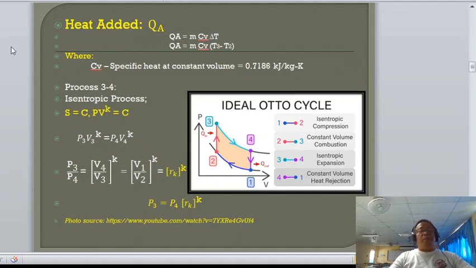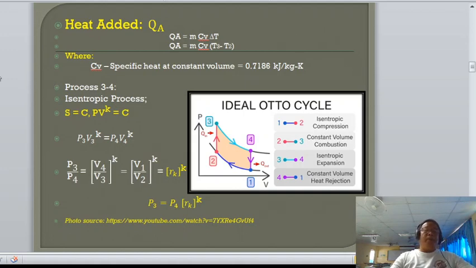Next is process 3 to 4. So this is again an isentropic process, only that the gas now will expand, or the product of combustion will now expand from the higher pressure at pressure 3 to pressure 4. Again, this process is isentropic, wherein the general equation for isentropic is PV raised to K is equal to constant.